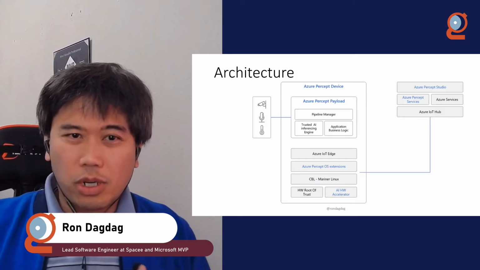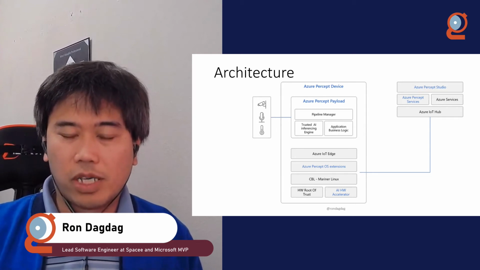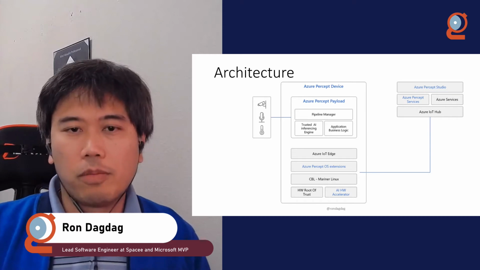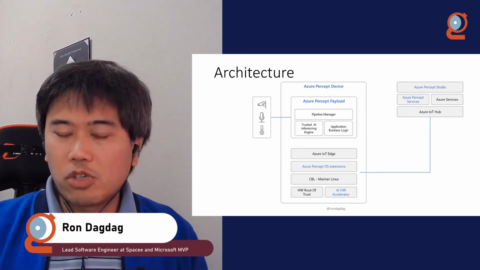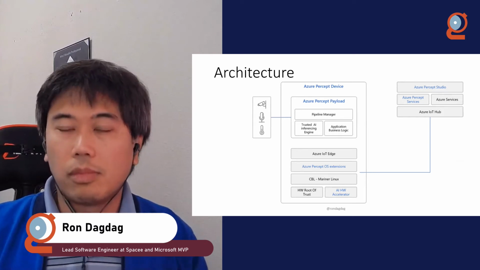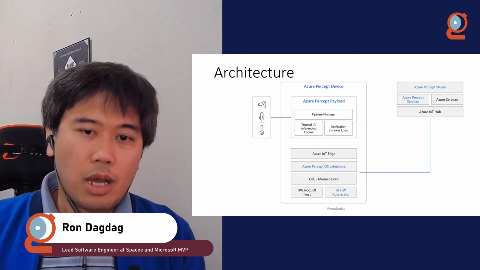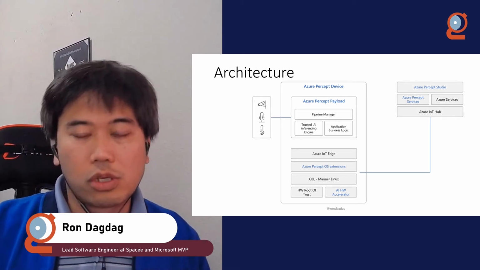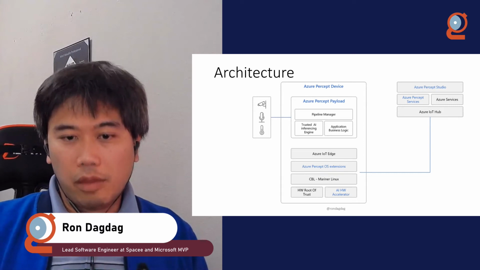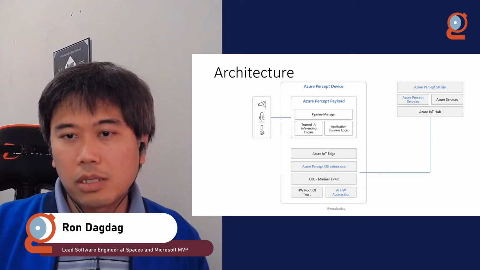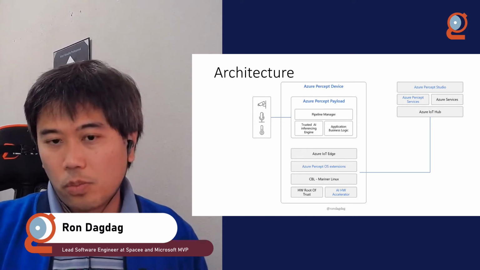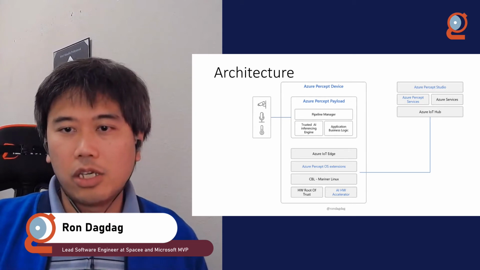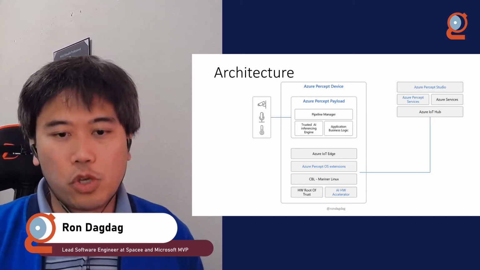So in the architecture at the back end, there is an Azure Percept device, which I have over here in front of me. It's running a lot of Azure services in the back end. Azure IoT Edge is the one that runs the containerized applications on this device. It's running CBL-Mariner Linux. It also connects all the Azure Percept OS extensions to Azure Percept Studio, which in the back end is using Azure IoT Hub for communication.